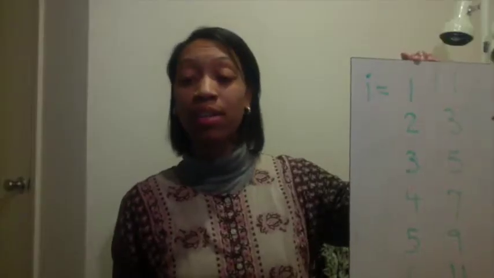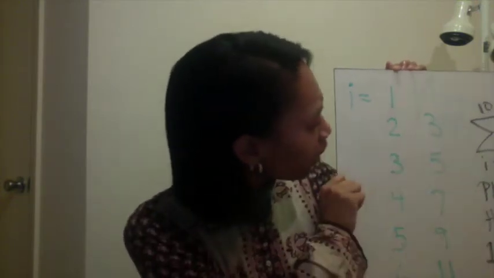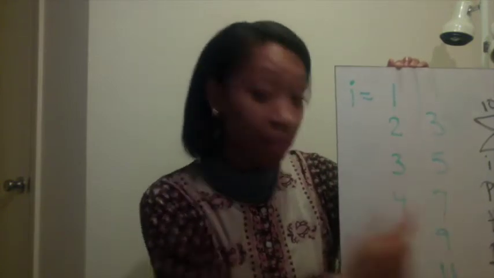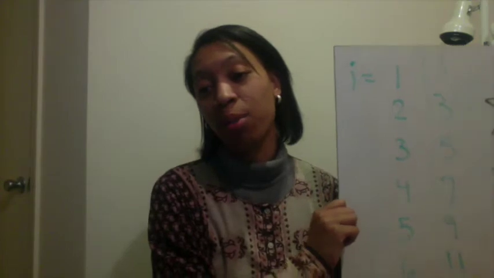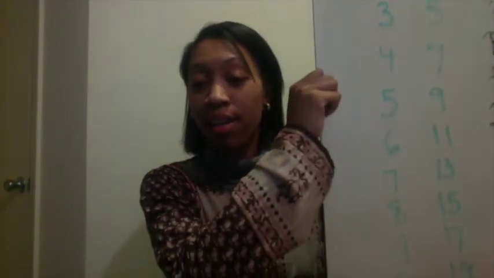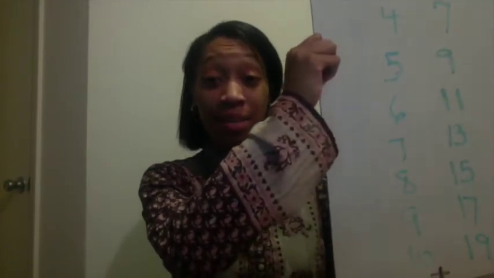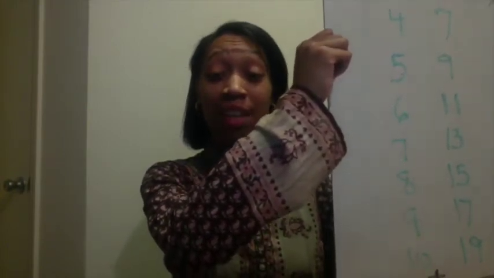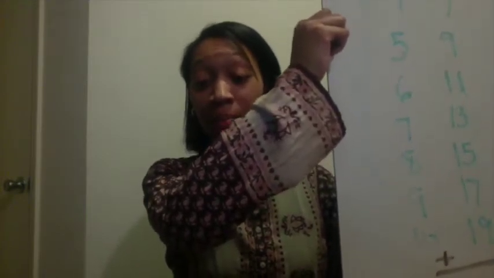Alright, so we continue and we get 1, 3, 5, 7, and we keep on plugging in for i into the formula. We keep on plugging in until we plug in 10 and we get 19. But they didn't just ask us to plug in 1 through 10, they asked us to find the summation. What does that mean? Well, that means that we have to add them.